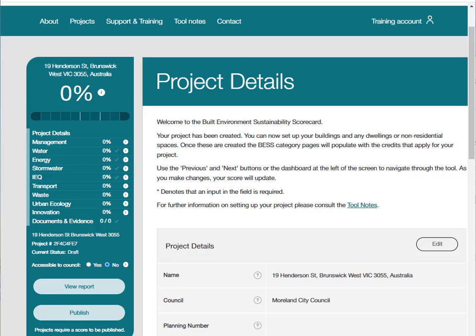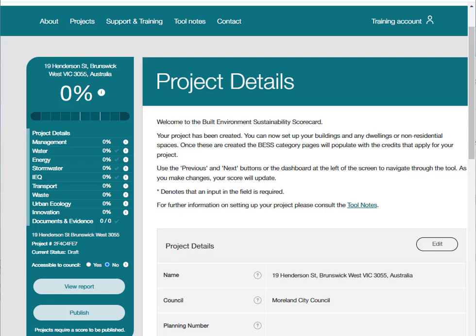Entering data on the category pages. This video follows the project setup video, which goes through creating and setting up a project in BESS. Setting up a project means that all relevant buildings, dwellings, and spaces have been entered. Once this is done, BESS populates the category pages with all the credits that apply for that particular project. Now you can move on to entering data onto the category pages.